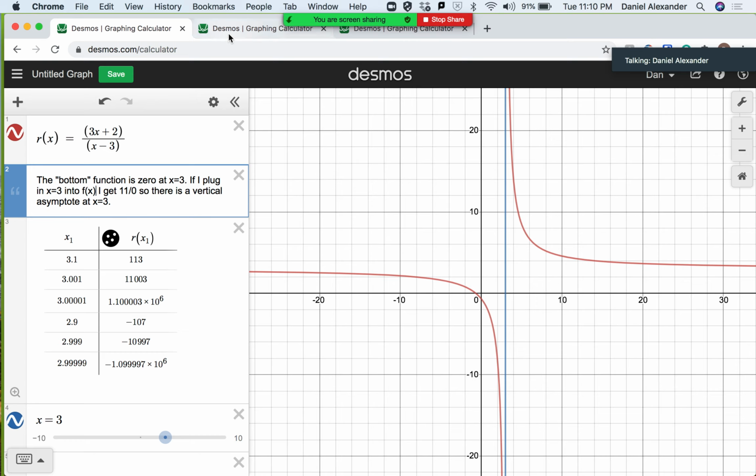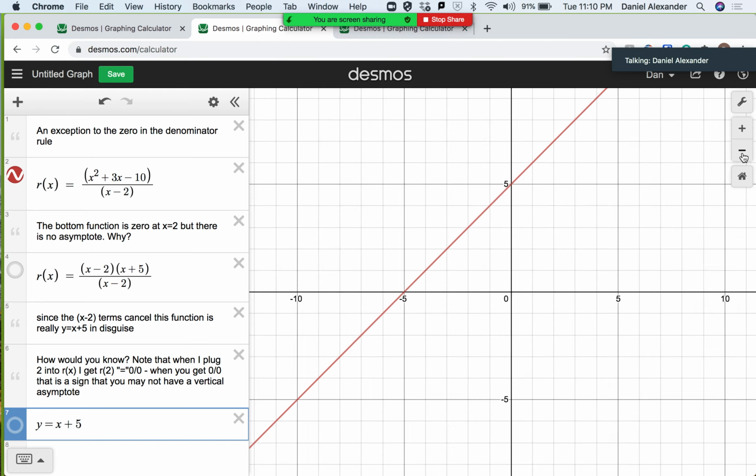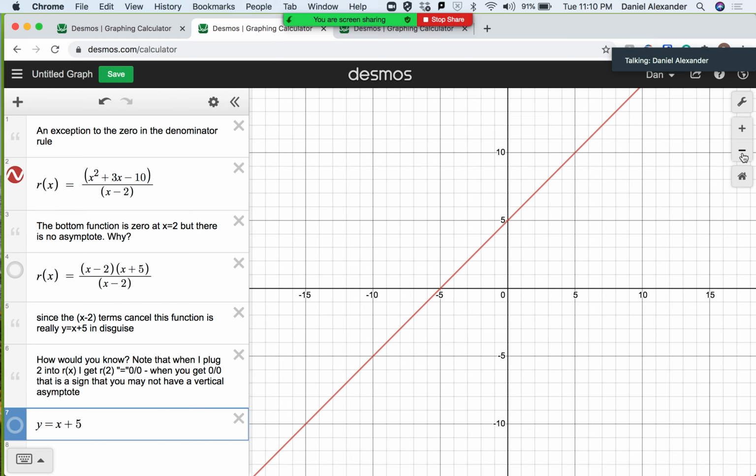Okay, so let's do another example. Here's an exception to the 0 in the denominator rule that I just articulated. The bottom function is x minus 2. When I plug in 2, I get a 0 there, but if I look, I don't get any asymptote at x equals 2. Let's even zoom out just a little bit. It just looks like a straight line.